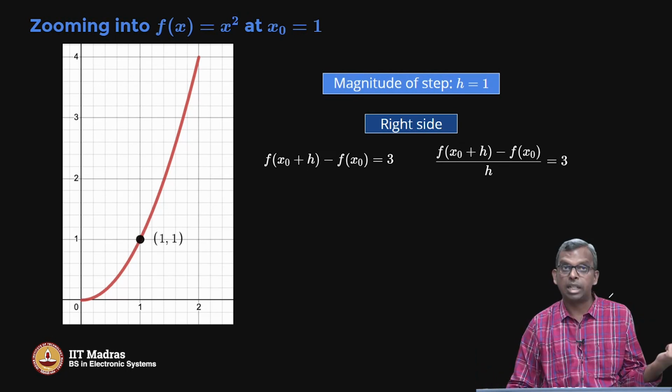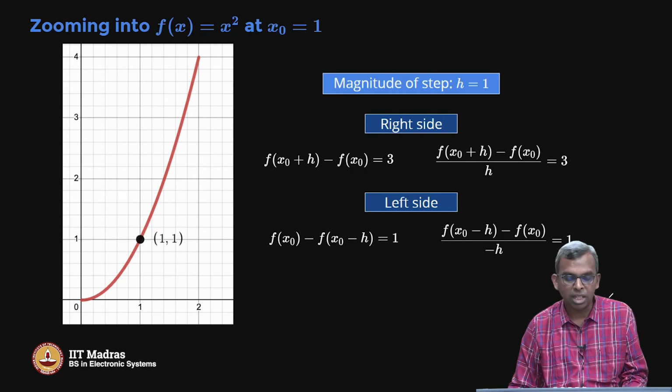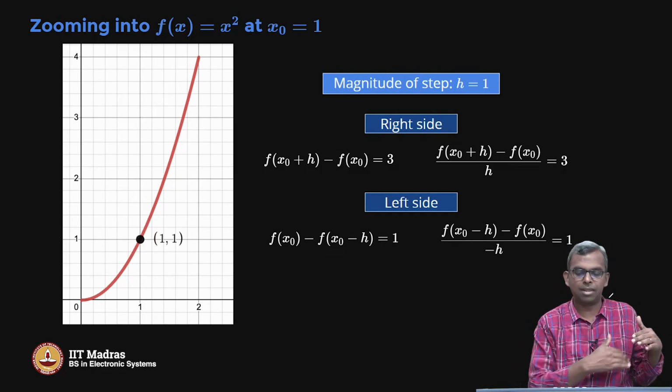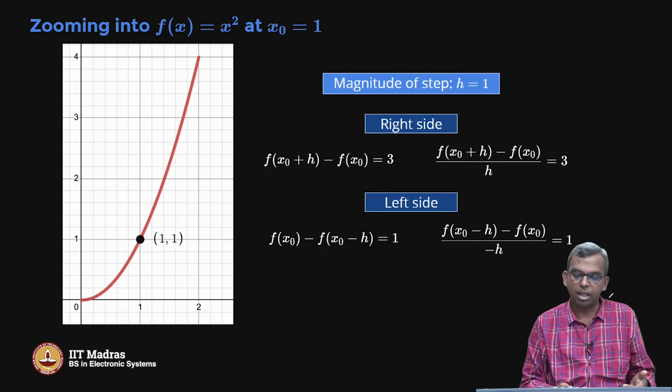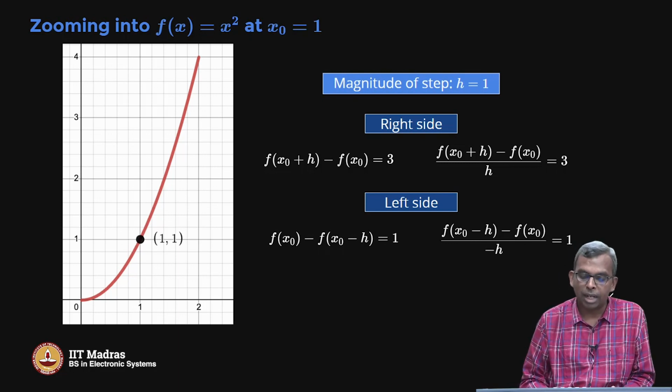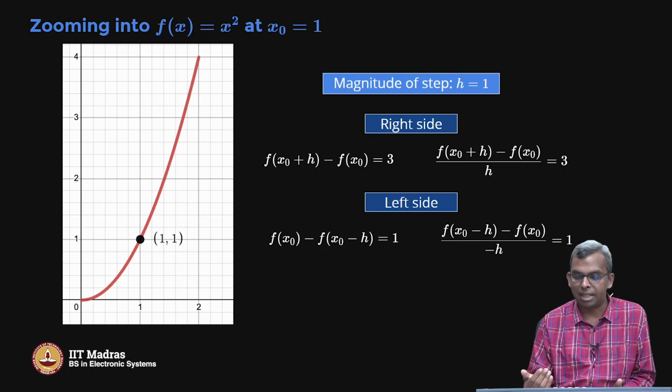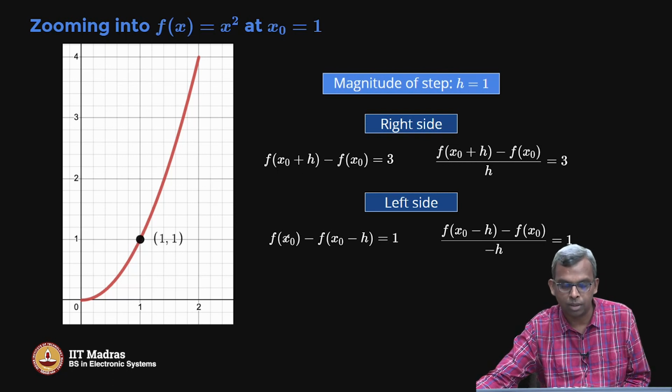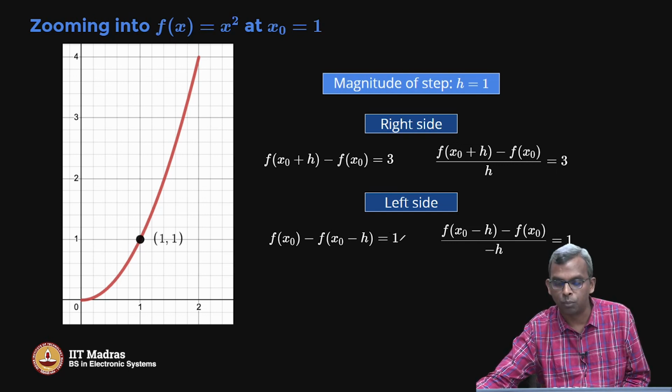I can also look at it on the left side. On the left side the function decreases in this case; in other cases it may increase. So I am going to look at f of x naught minus f of x naught minus h. Here f of x naught is 1, and x naught minus h becomes 0, where the function value is 0. So it is 1 minus 0, which is 1.